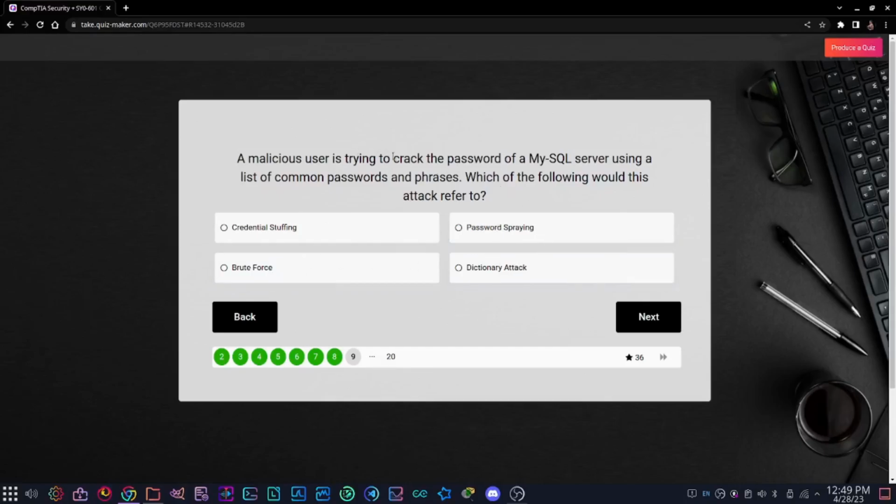So we stated up here that he's trying to crack the password of an SQL server using a list of common passwords and phrases. So we know specifically it's a list of common passwords and phrases. This would directly refer to a dictionary attack. It would not be password spraying, it would not be brute force, and it would not be credential stuffing, because we're not specifically guessing, so it would be a dictionary attack.